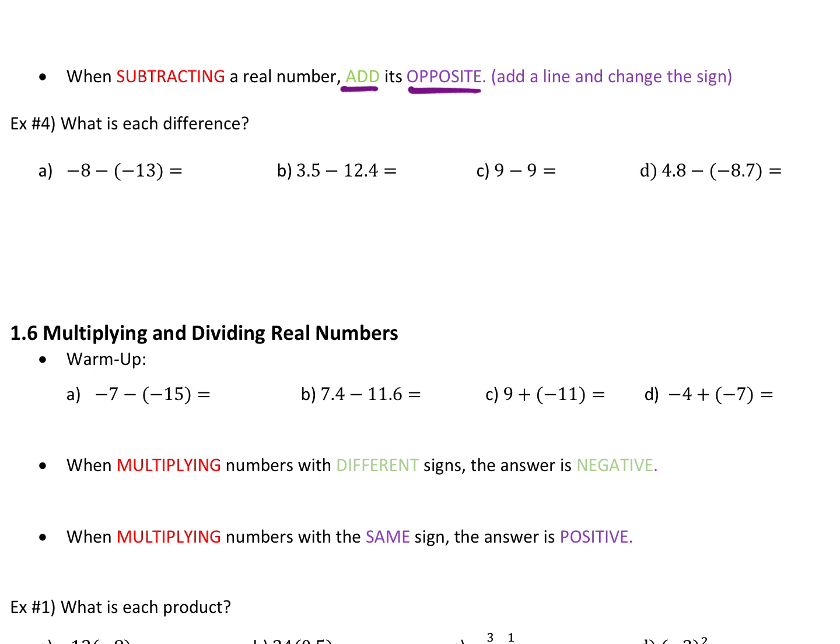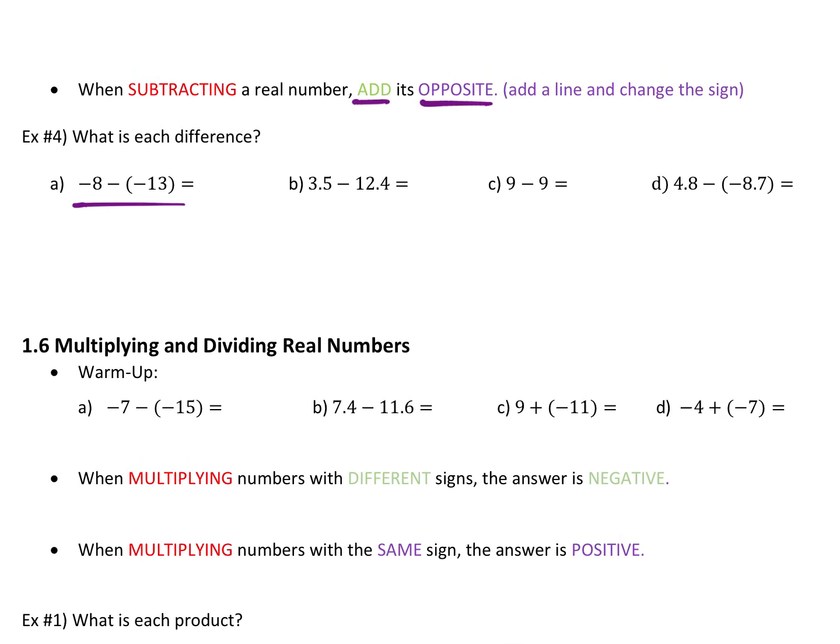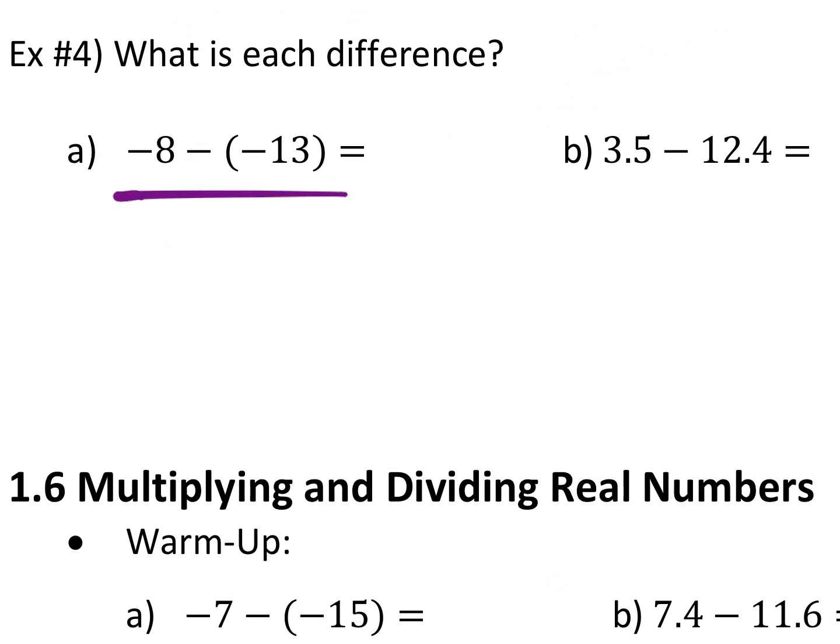But what do you do? So do this problem for me. This first one. What would you do? I just do 8 plus 13 and I just add negative. Yeah, you can do that too. That's what I do. But that won't work. It's not negative 21.